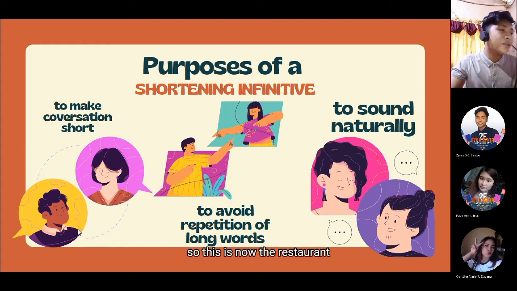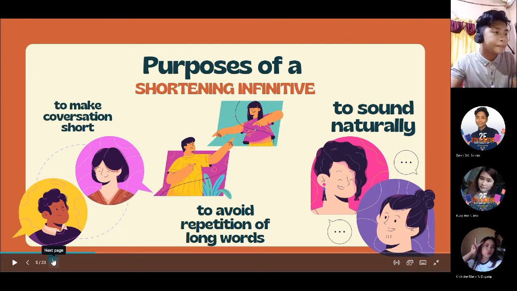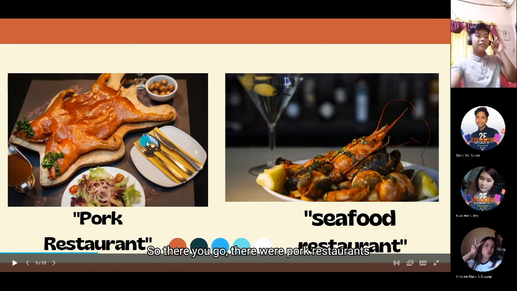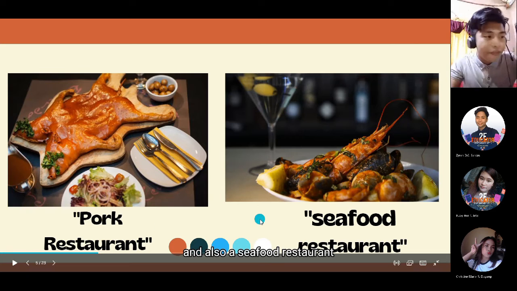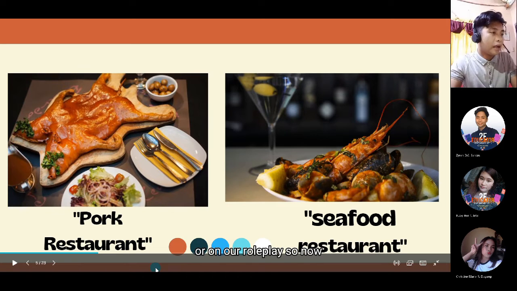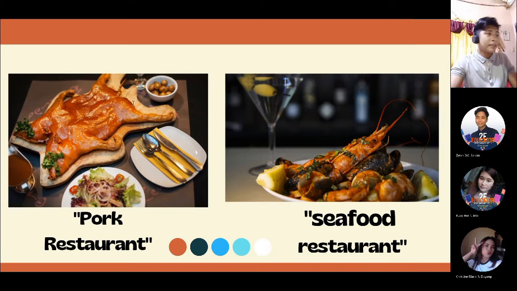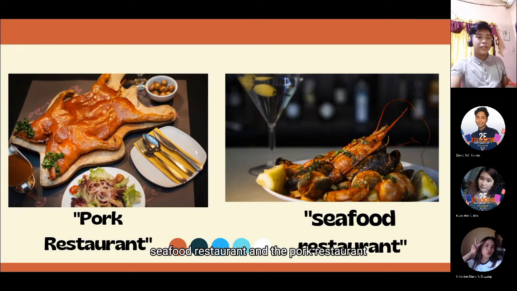So this is now the restaurant. Let me show you this picture. There you go. There is a pork restaurant and also a seafood restaurant. These are the restaurants in our role play. But then again, we have decided to eat in a pork restaurant.